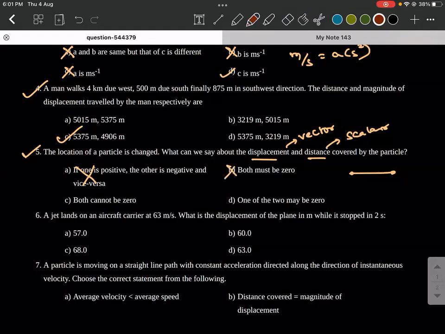What about both cannot be 0? There is a possibility. Yes, we can keep that on hold. One of the two may be 0. That is also possible. But the more appropriate among both is that both cannot be 0. They told one of them may be 0, but that is only possible for displacement. Distance cannot be 0. So that is why, out of both the options, which one is more sure? C.